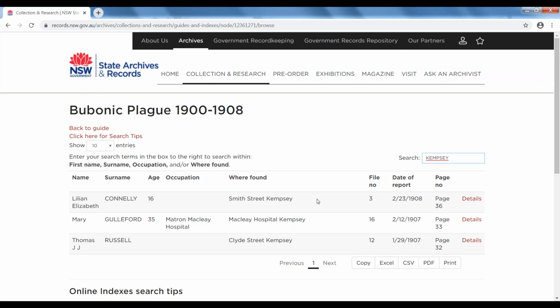So one of the things that this index will give you is perhaps a sense of something that happened in your area that you weren't aware of. So Kempsey was subject to the bubonic plague in that early 20th century. And it gives you details to go further. I'd also mention that this register is completely digitised and available on our website. So if you search the website for bubonic plague, that'll take you to the digitised version.